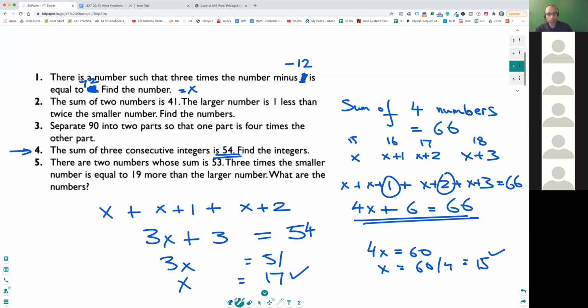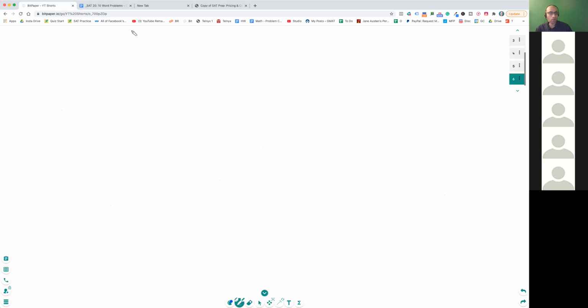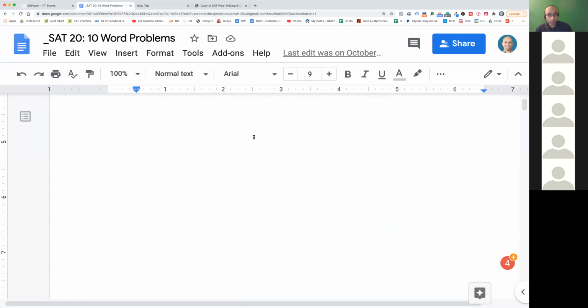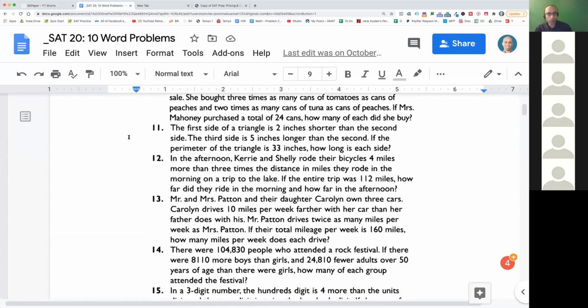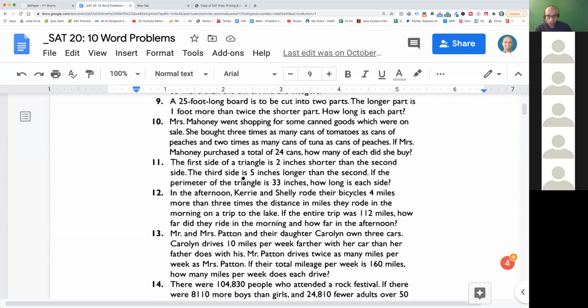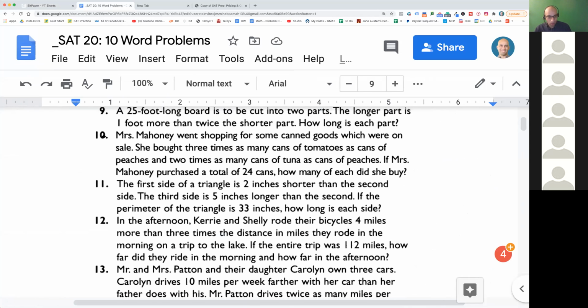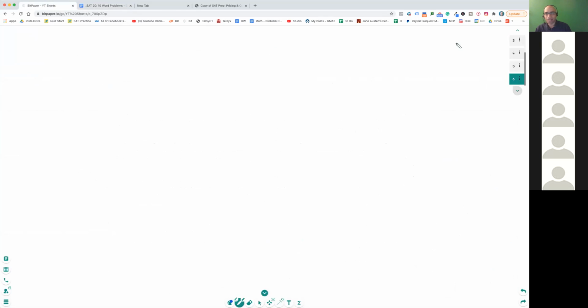So that's how this works. Remember, the most important part is setting something equal to x. Let's try one more word problem now. Let's try this one, number 10. This is a classic word problem. So you have to set something here to be equal to x, and the simplest thing you can set to be equal to x here is the cans of peaches. So set the cans of peaches to be equal to x.